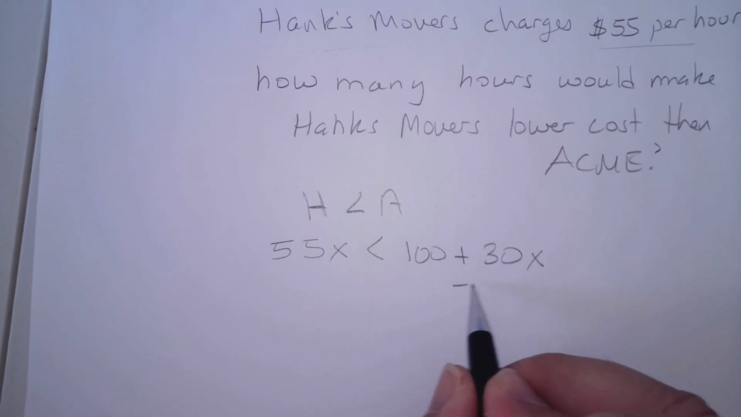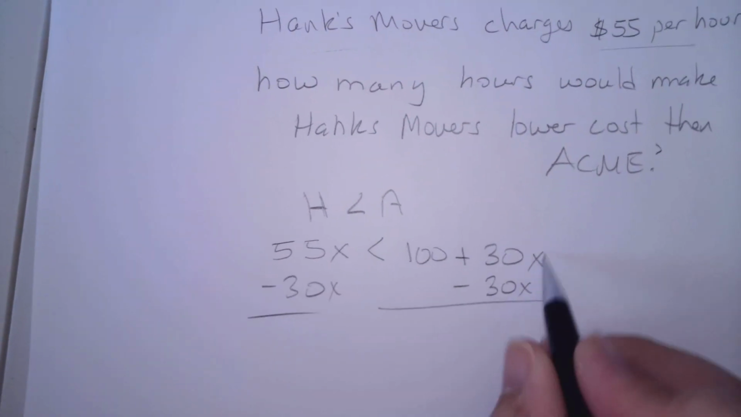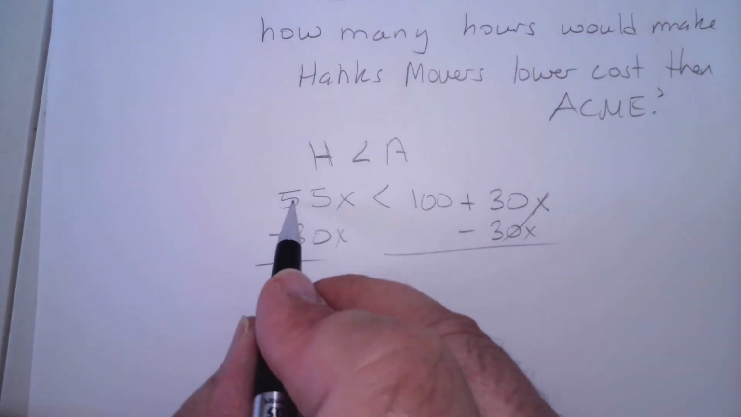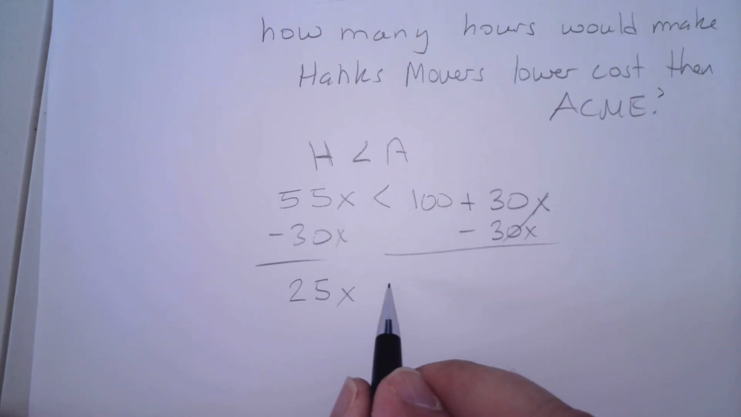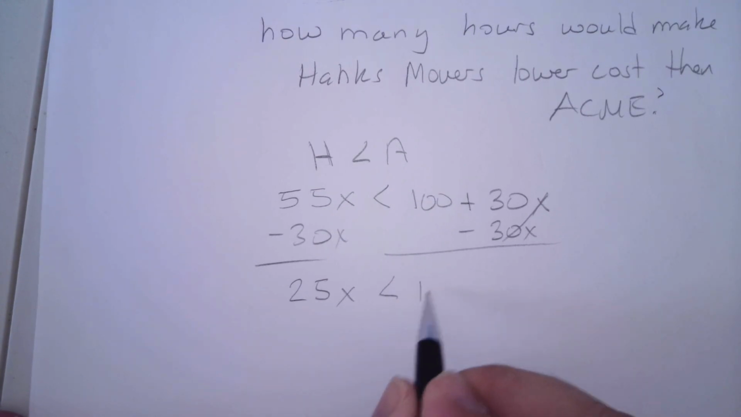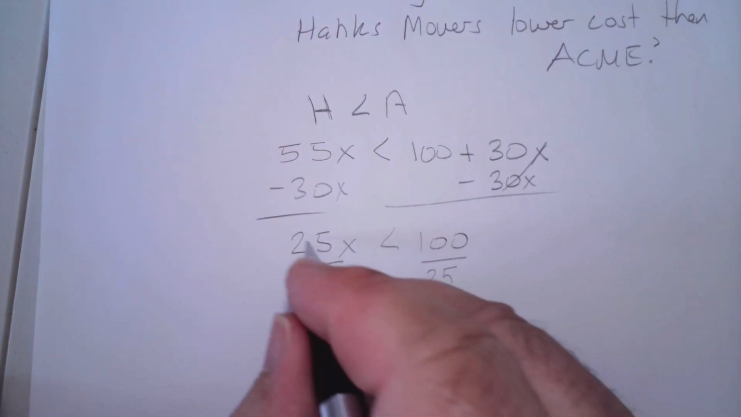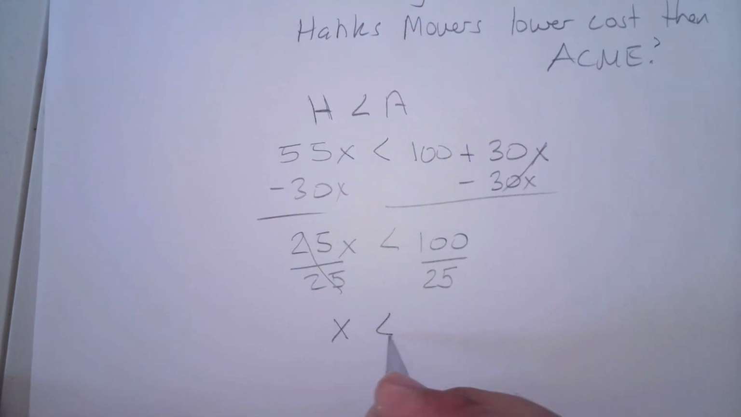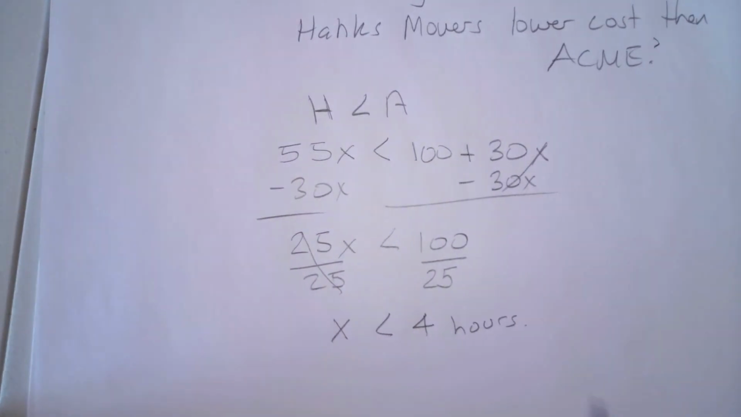Solve for x. Subtract 30x from both sides. 5 minus 3 is 2. 5 minus 0 is 5. So 25x is less than 100. Divide by 25. Those cancel. x is less than 100 divided by 25, which is 4. So anything less than 4 hours.